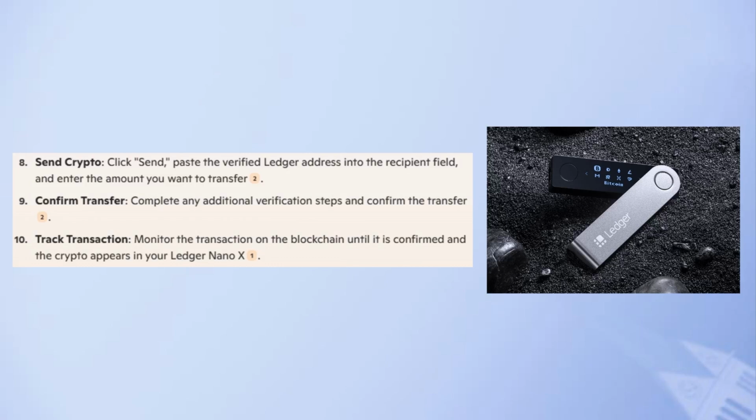Next, open MetaMask and log into your account. Then, choose the account with the crypto you want to transfer. To send crypto, click Send. Paste the verified Ledger address into the recipient field and enter the amount you want to transfer. After that, complete any additional verification steps and confirm the transfer. Monitor the transaction on the blockchain until it is confirmed and the crypto appears in your Ledger Nano X.